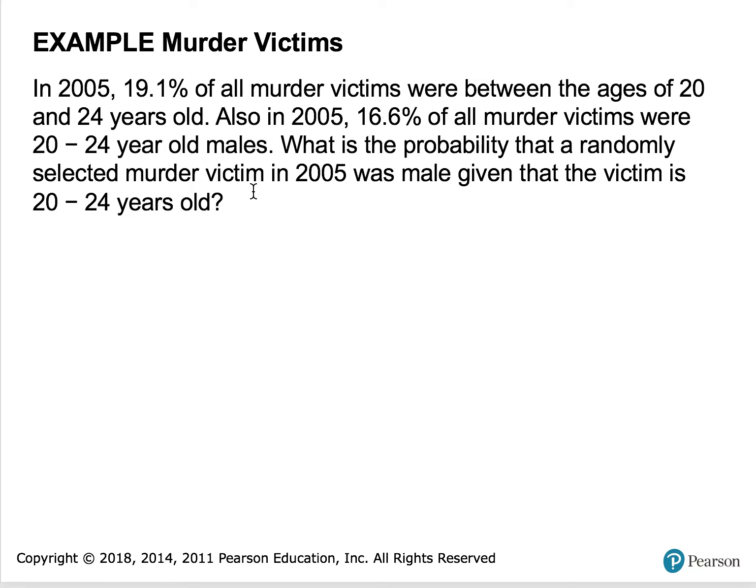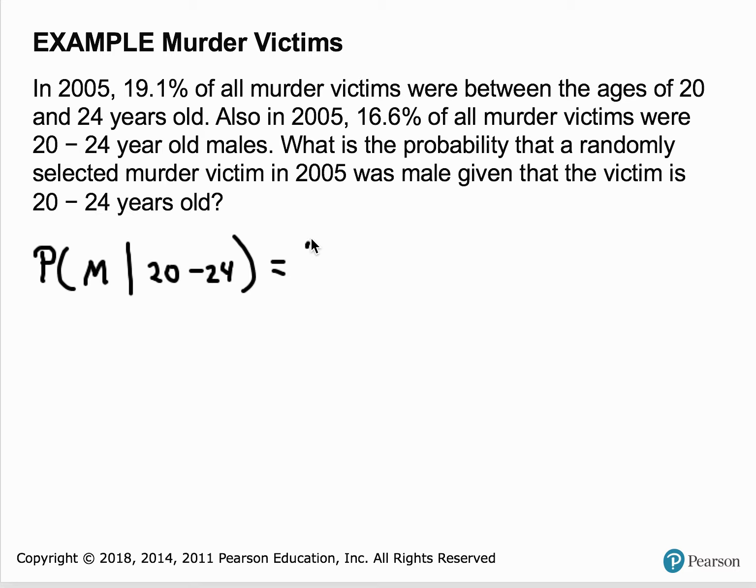Okay, in 2005, 19.1% of all murder victims were between the ages of 20 and 24 years old. Also in 2005, 16.6% of all murder victims were 20 to 24-year-old males. What's the probability that a randomly selected murder victim in 2005 was male, given that the victim is 20 to 24 years old? Okay, so what's the probability that the person was male, given that he's 20 to 24 years old?